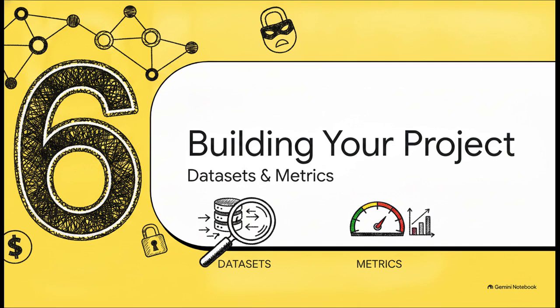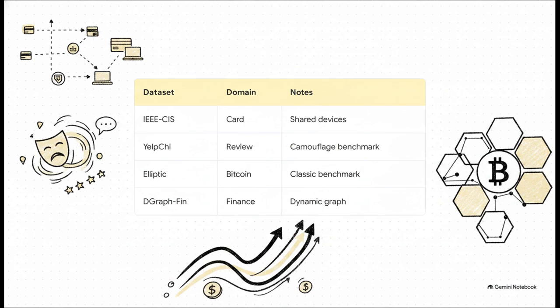So if you're interested in building your own project, let's look at datasets, metrics, and domains. If you're looking to build this kind of architecture yourself, maybe for a scoped academic project, you absolutely need the right data. Here are some excellent candidate public datasets. For prototyping, datasets like IEEE-CIS for card transactions or YelpChi and Amazon for review fraud are perfectly tractable. You can construct massive graphs via shared devices or IP addresses in IEEE-CIS, or you can test those camouflage-aware models against collusive review rings in YelpChi. There's also the Elliptic dataset for Bitcoin, which is a fantastic classic graph benchmark.